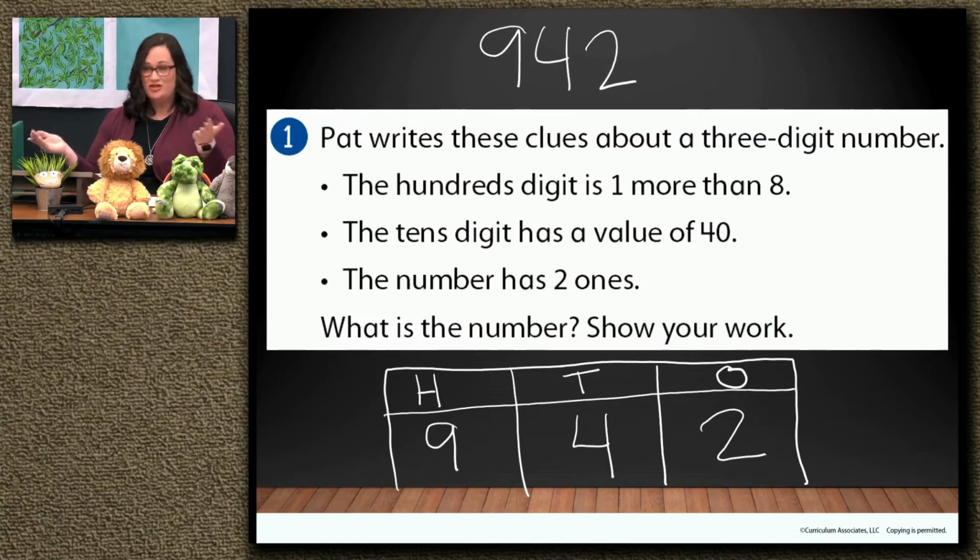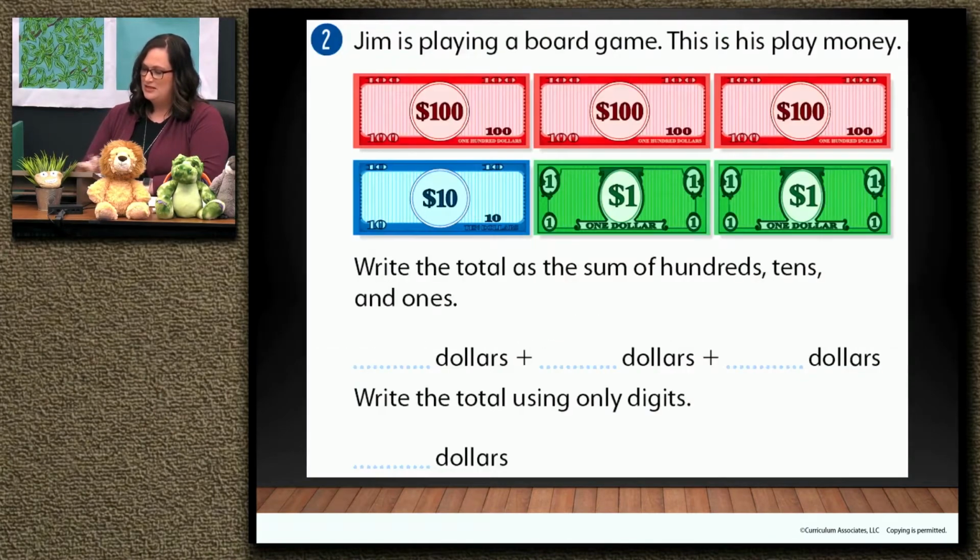942. Excellent job. Now, Jim is playing a board game. This is his play money. All right, just take a look.